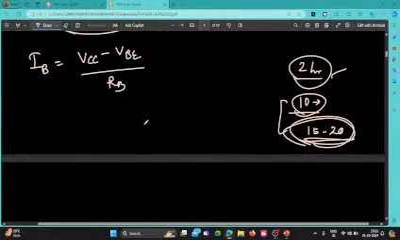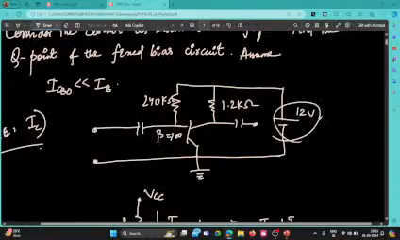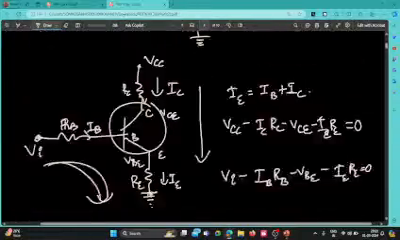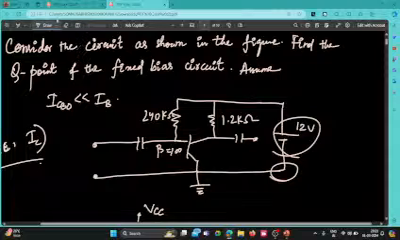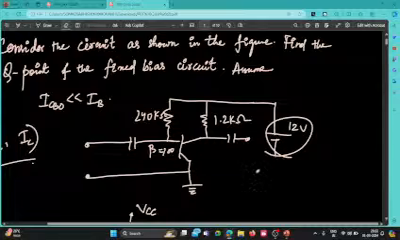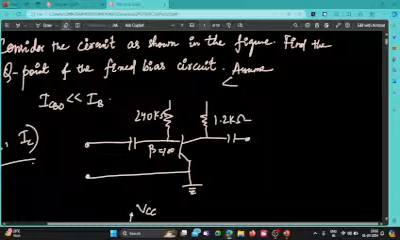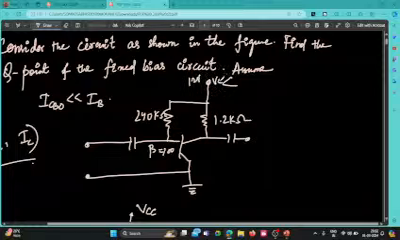VCC minus VBE by RB. So VCC, how much is it given in the question? This is your 12 volt. It's given in the question. See, because in this diagram I can do it in another way. I can remove this part and take it to here, right? I can take this 12 volt to here. So this will be a VCC, isn't it? Yeah, so this is a VCC.